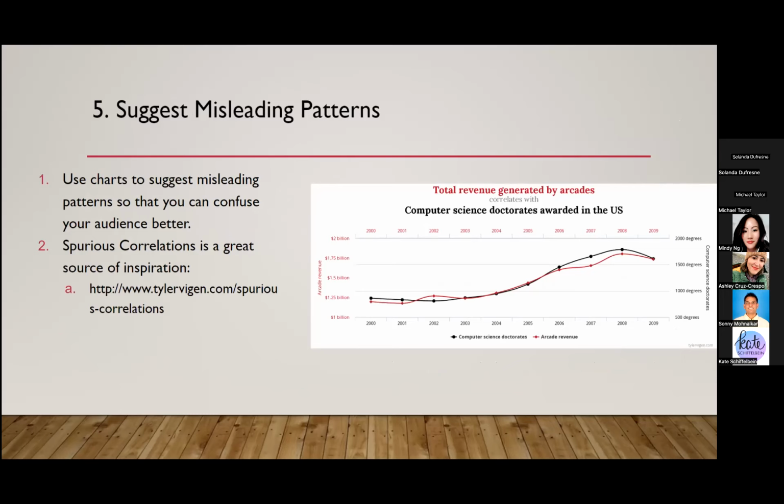So the 5th tip for how to use data visualization to make an ineffective presentation is to suggest misleading patterns. And this is closely related to the first tip of poorly designing your charts. But here the intent is to make your audience come away with an understanding that's wrong. There's a great source called Spurious Correlations, which has lots of great ideas for how to do this. But basically, you want to use charts to suggest misleading patterns that may or may not be real.